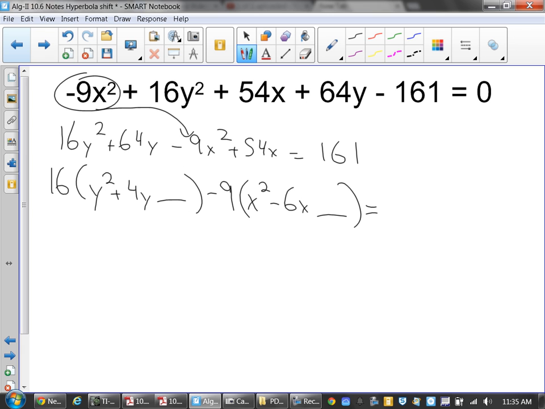I took out a 16, I took out a negative 9, so I have to put them back in. That's also where you're going to forget. You took out a negative, you got to put back a negative. Okay? Now the easy part. What's half of 4? Square it. So you're going to add 4 to both sides. What's half of negative 6? Square it.